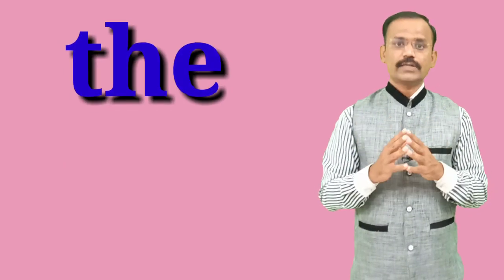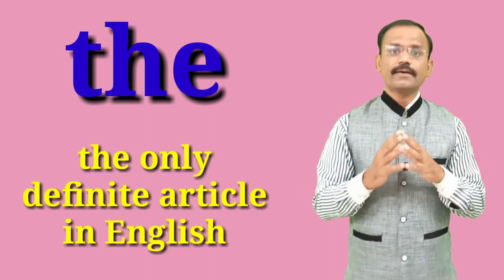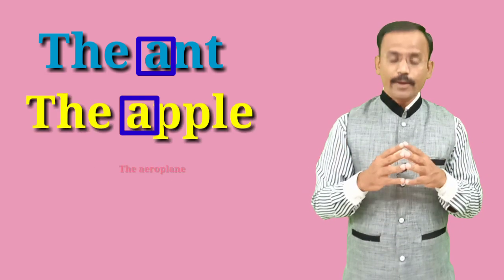Here, we shall discuss the definite article the in English. The is the only definite article in English. It has two pronunciations, "thuh" and "thee". The is pronounced as "thee" if it is used before the word beginning with a vowel or vowel sound. For example, the ant, the apple, the aeroplane, the hour. In this way, the is pronounced as "thee" if it is used before the word beginning with vowel sound.